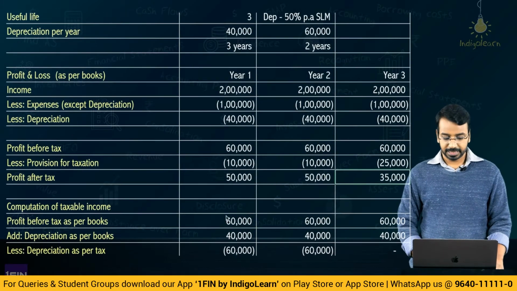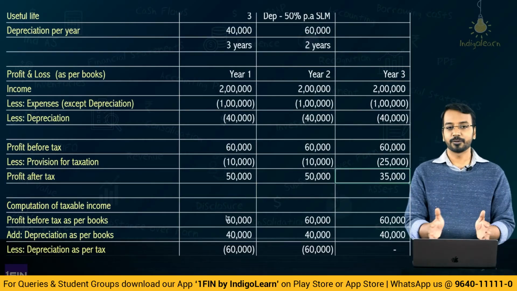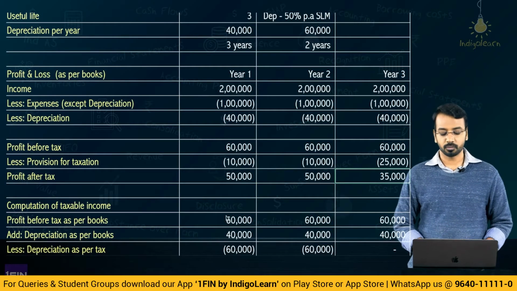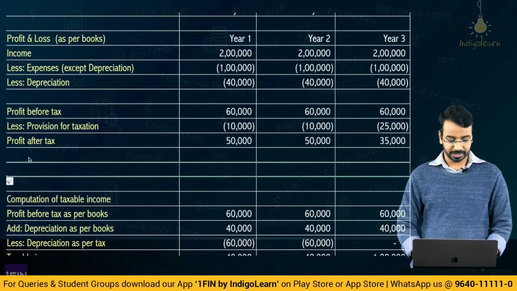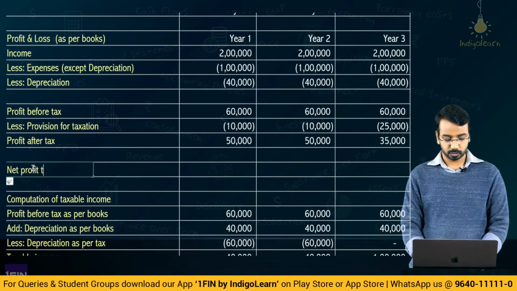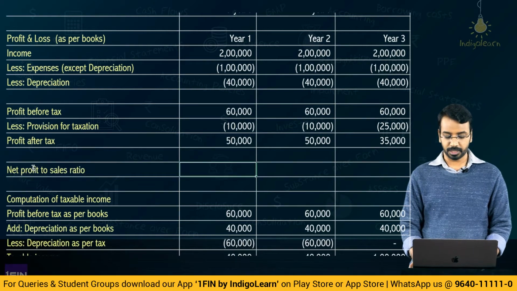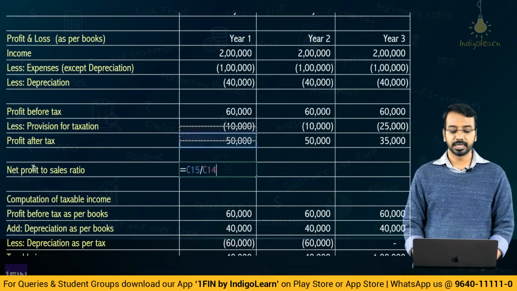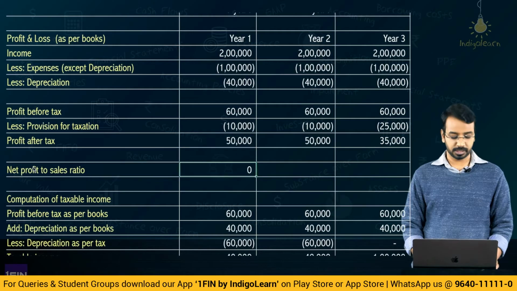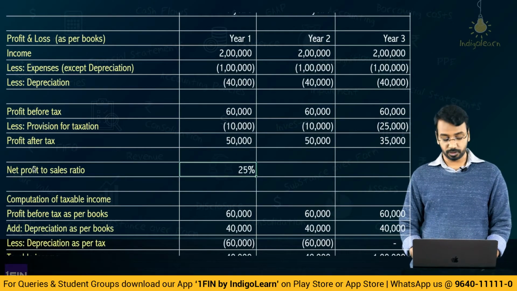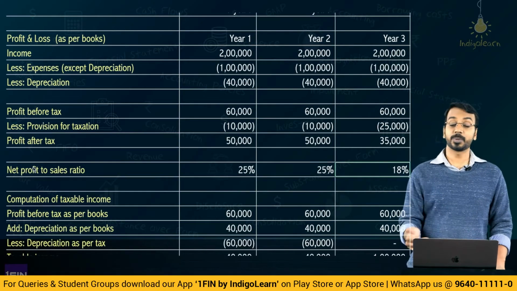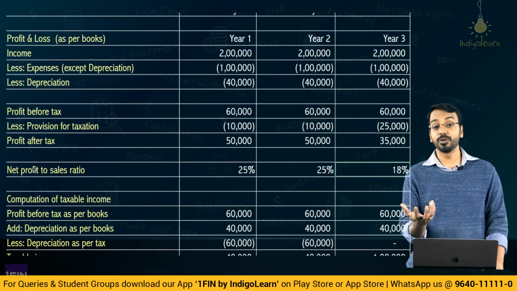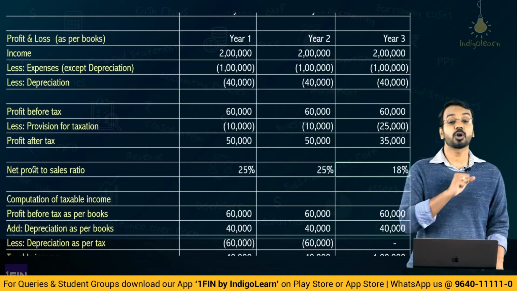Now if you prepare this kind of P&L and present it to someone, what would they think? If they just look at, let us say, a ratio, let us add one ratio, net profit to sales ratio. How much is that? 50,000 divided by 2 lakhs. So first year it is 25%, 25%, third year it has come down to 18%. The earnings per share also would come down. Everywhere we would feel that this business is not doing good.